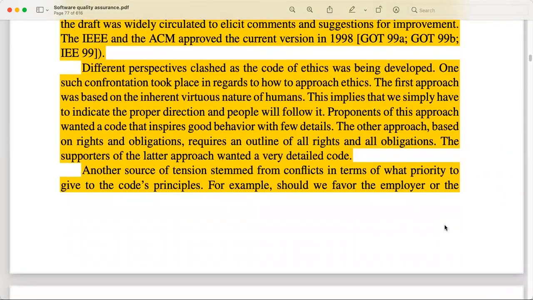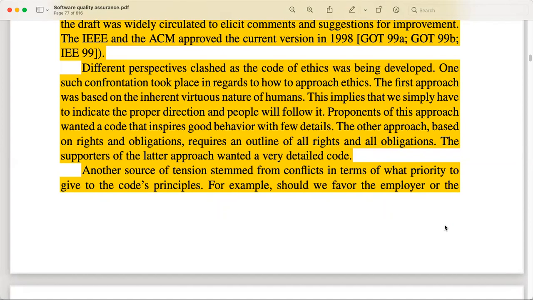Different perspectives clashed as the code of ethics was being developed. One such confrontation took place in regard to how to approach ethics. The first approach was based on the inherent virtuous nature of humans. This implies that we simply have to indicate the proper direction and people will follow it. The proponents of this approach wanted a code that inspires good behavior with few details. The other approach was based on rights and obligations and required an outline of all the rights and obligations. The supporters of the latter approach wanted a very detailed code.